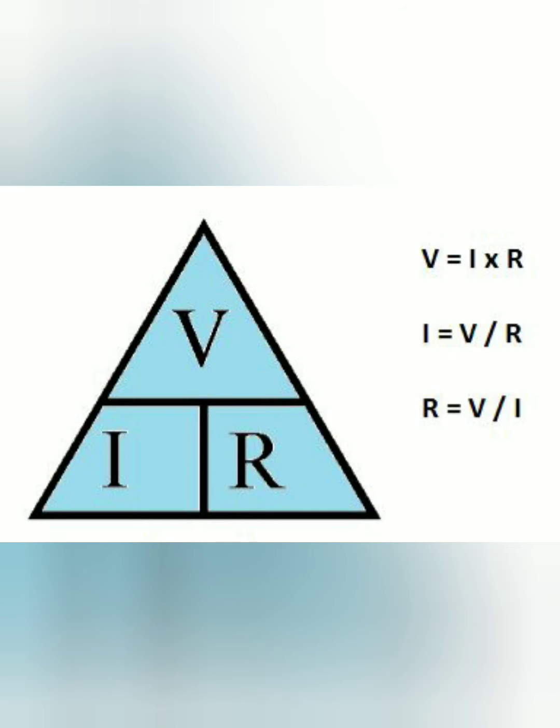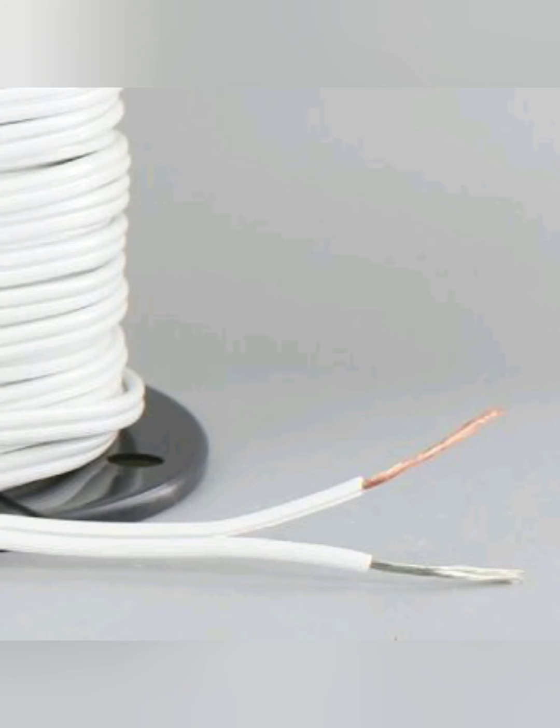Based on Ohm's law, conductors can be of two types. The conductors which obey Ohm's law are called ohmic conductors, and the conductors which do not obey Ohm's law are called non-ohmic conductors. And Ohm's law is given by V is equal to I into R.